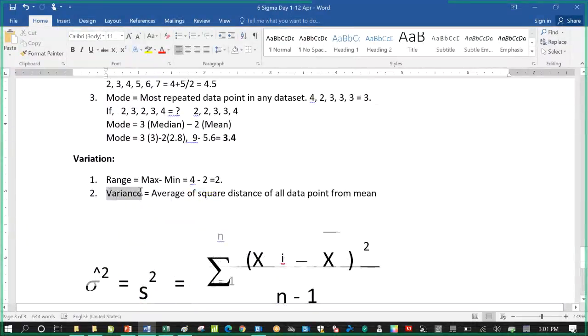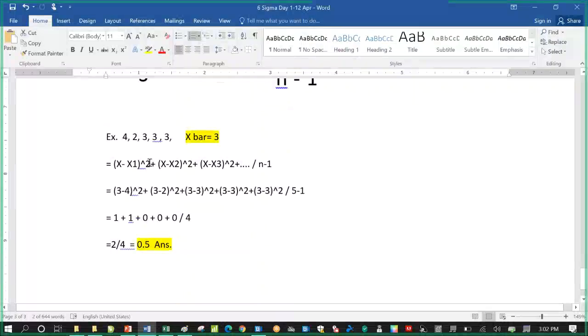So variance is the average of the squared distance of all data points from the mean. Let me repeat. We are taking the squared distance of all data points, which are 4, 2, 3, 3, 4, from the mean, which is 3, 3, 3, 3, 3. We take the average because of 5 minus 1. The average of the squared distance of all data points from the mean is the variance.